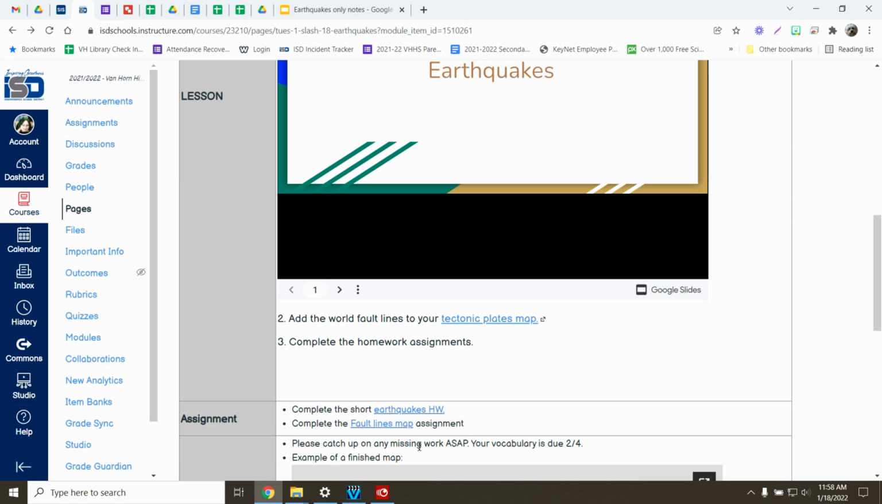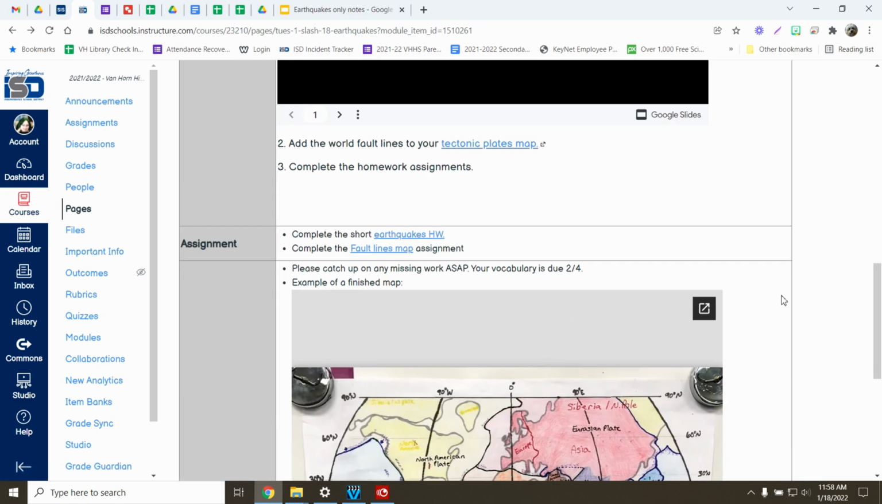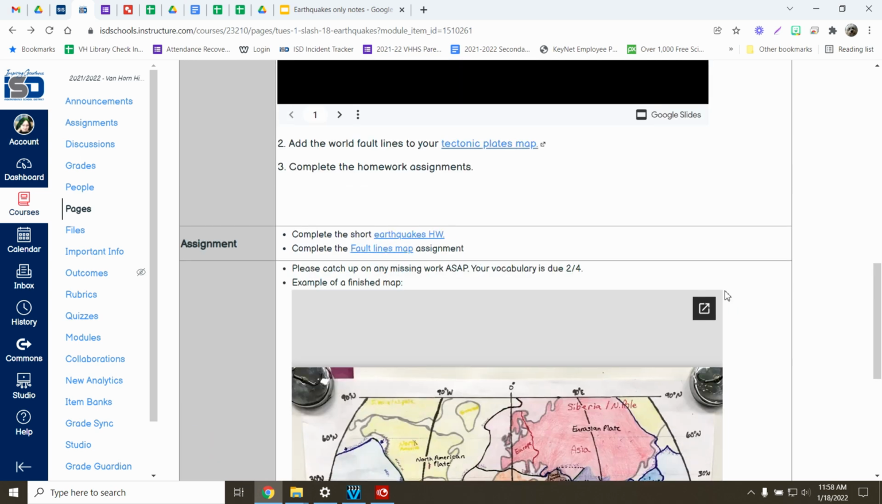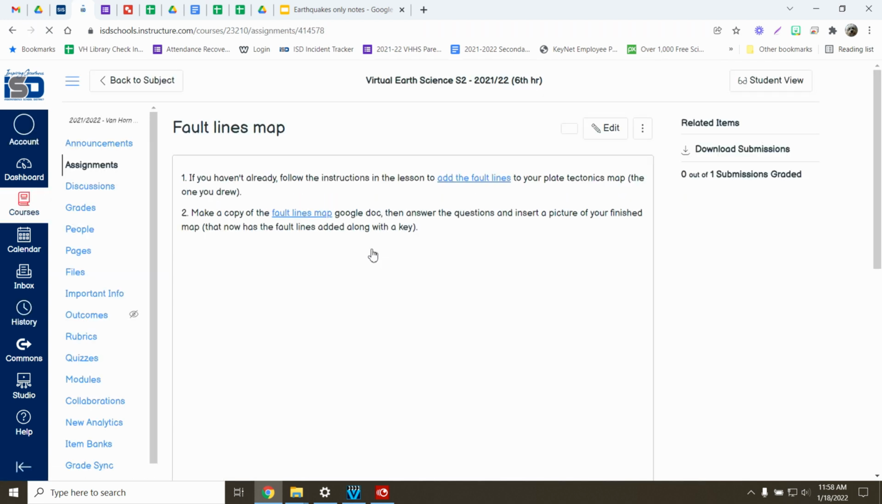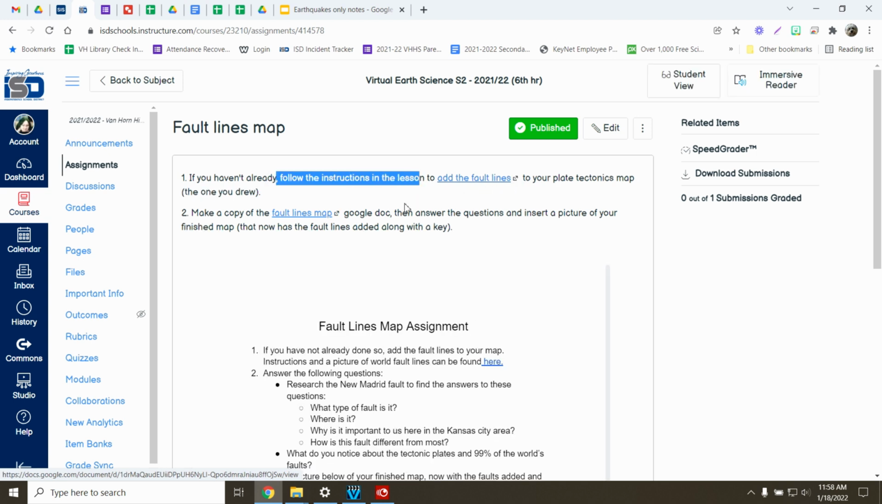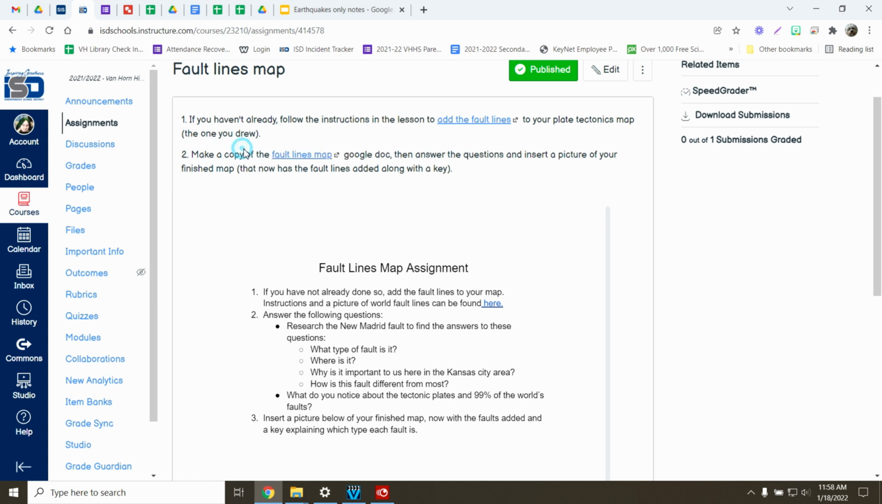So let's take a look at your fault lines map assignment. If you scroll down, you'll see the finished map down here again. It's the same one that you had before. This add the fault lines link is the same link that was on the lesson page. So if you've not already done it, add your fault lines to your map. This is the plate tectonics map that you drew. Make a copy of the fault lines map Google Doc and answer the questions below. So you're going to click here to make a copy of it, and then you have these questions to answer.